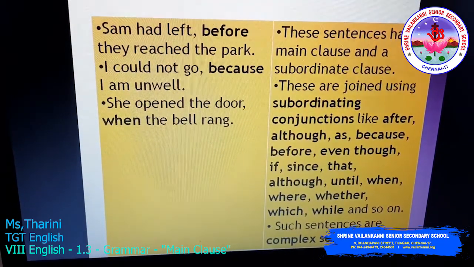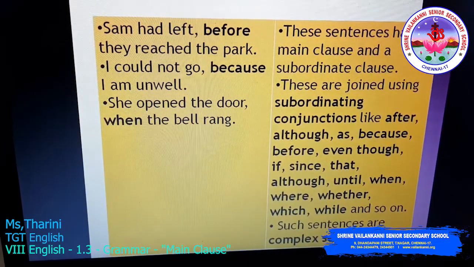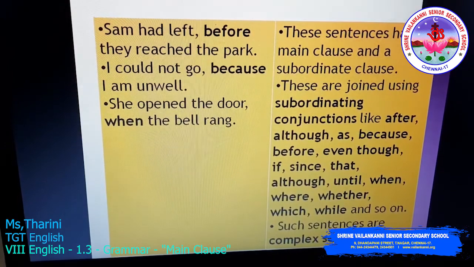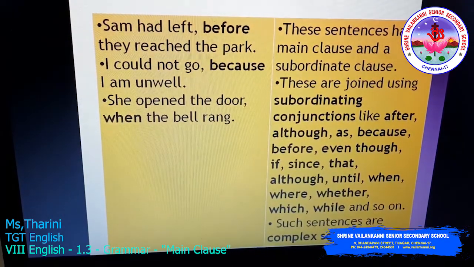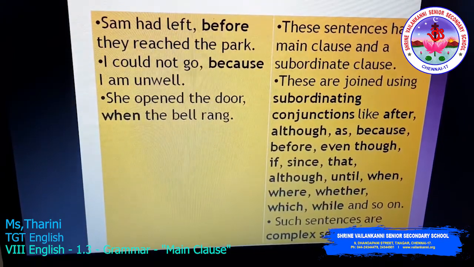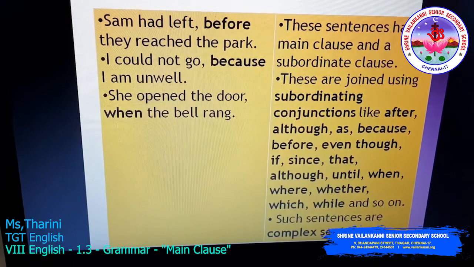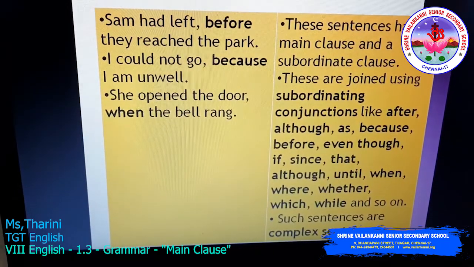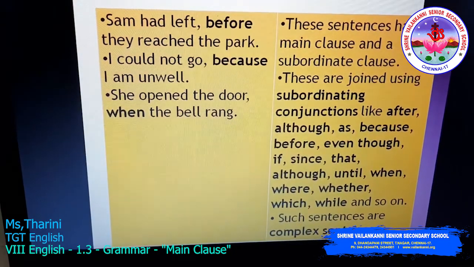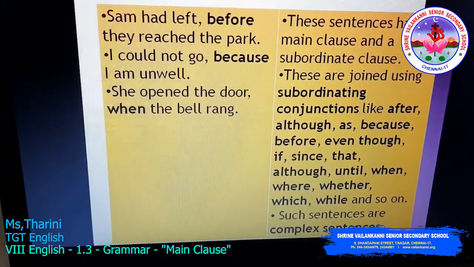So before we saw compound sentences. Yes, and the conjunction which is used is coordinating conjunctions, where there are two main clauses which are joined using coordinating conjunctions. But here there is one main clause and one subordinate clause which is joined using subordinating conjunctions.